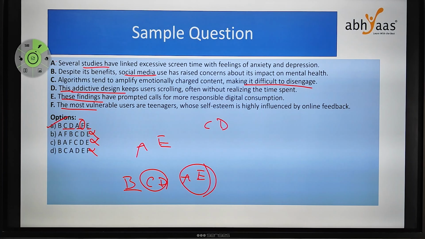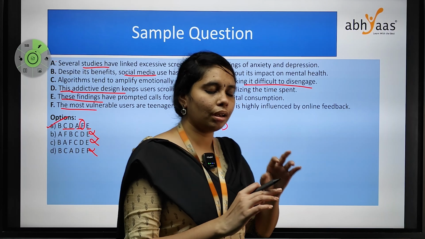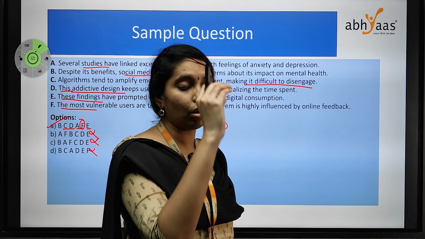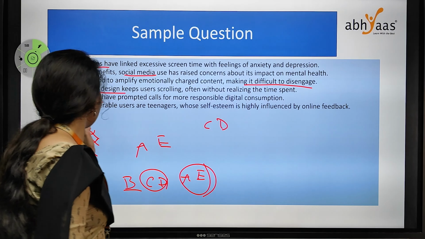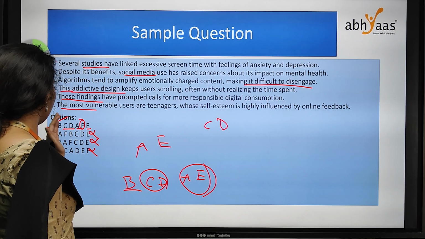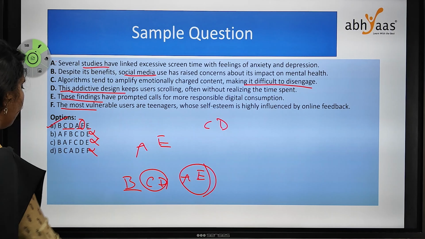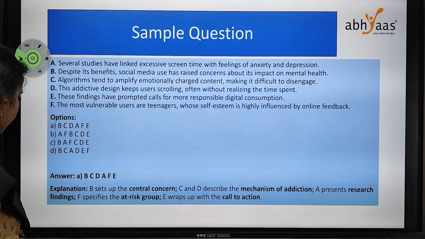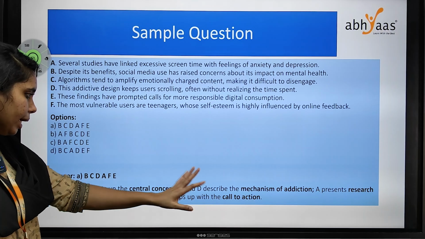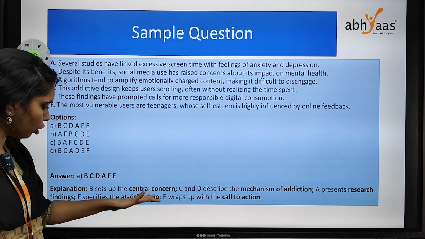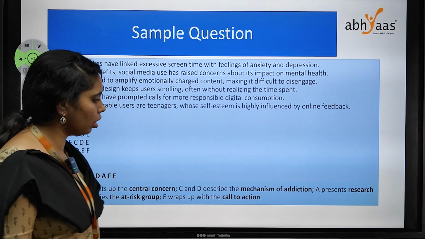Just try to arrange the things in logical sequence first. Sometimes a sentence might not fit, but don't think too much when it comes to para jumbles. Use logic, use coherence. And F, the most vulnerable teenagers, I think you can fit that between A and E, right? Let's look at the answer. A is the answer. B sets up the central idea. C and D describe the mechanism. A presents findings. F specifies the at-risk group, and E wraps up with the call to action.